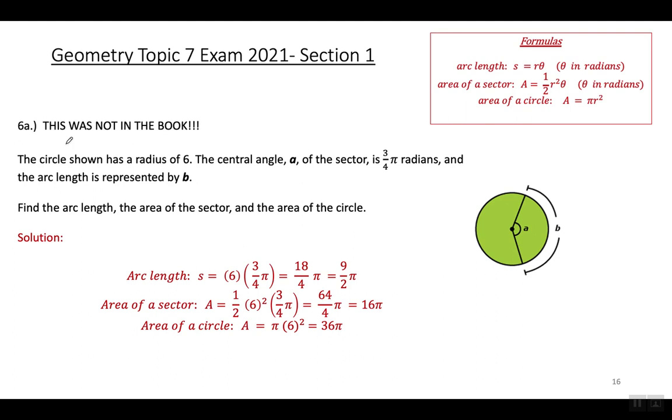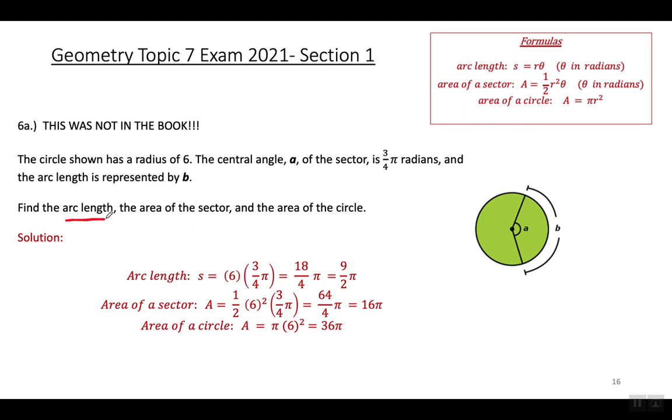All right, so the circle shown has a radius of 6. The central angle A of the sector is 3/4 pi radians. So that's the measure of the central angle, 3/4 pi radians, and the arc length is represented by B. So we got to find these 3 things. Find the arc length, find the area of the sector, and find the area of the circle. Let's take one at a time.